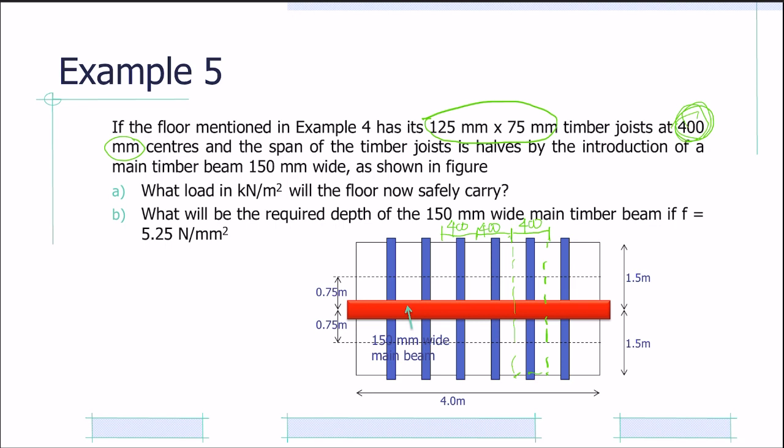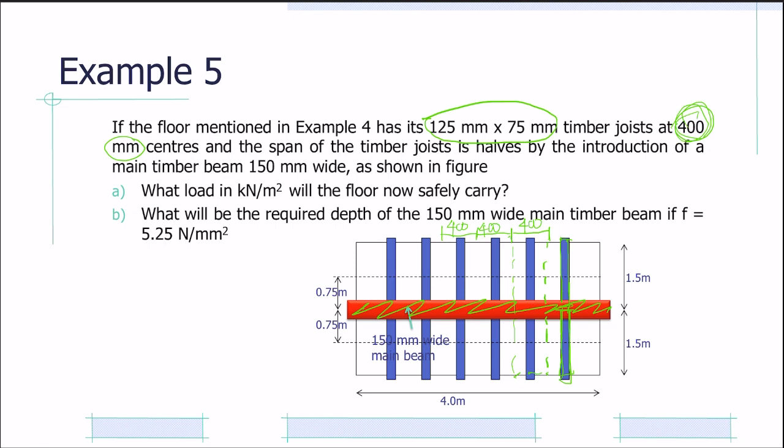But now in this situation, one main beam has been placed at the center. The red one is the main beam, meaning the timber joist becomes only half, and they sit on the beam. The other half is over here, and the next half and so on. But right now we are looking at one timber joist only.